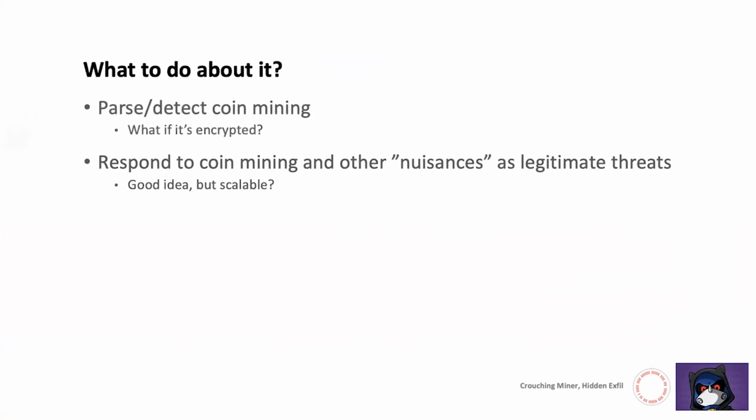So we could respond to coin mining and other nuisances as legitimate threats, which is probably a good idea. As I mentioned, it's important to be cognizant of the fact that this kind of stuff is possible. However, is it scalable? When you have thousands of alerts already, maybe more, is it scalable to then add all of these other nuisanceware things to your workflow? Or even if they're currently technically there in the form of alerts, is it scalable to then start taking them seriously or doing a further investigation every time you see one? My guess is probably not.